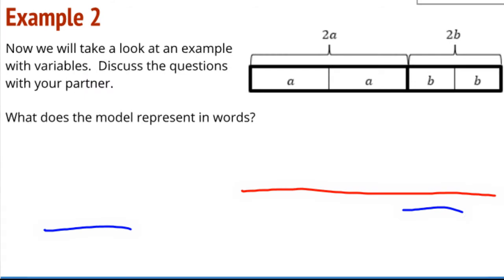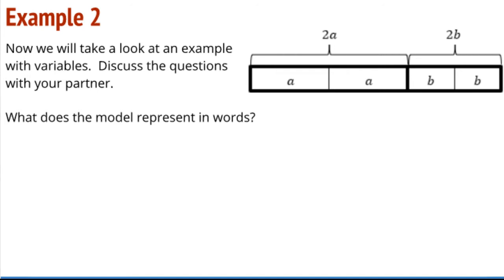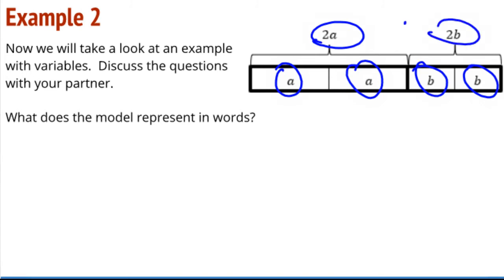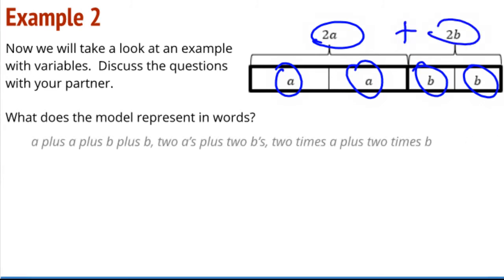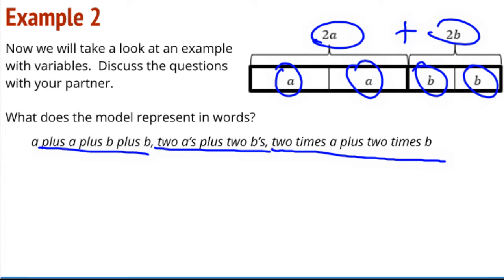So now let's take a look. We've looked at a specific example, so with numbers. Now we're going to step back here and we're going to say, does this work with variables? And how does it work with variables? So let's take a look and say, okay, what does this model represent in words? Well, I've got A plus B plus B that I could simplify into 2A plus B. So A plus B plus B, 2 A's plus 2 B's, or 2 times A plus 2 times B.